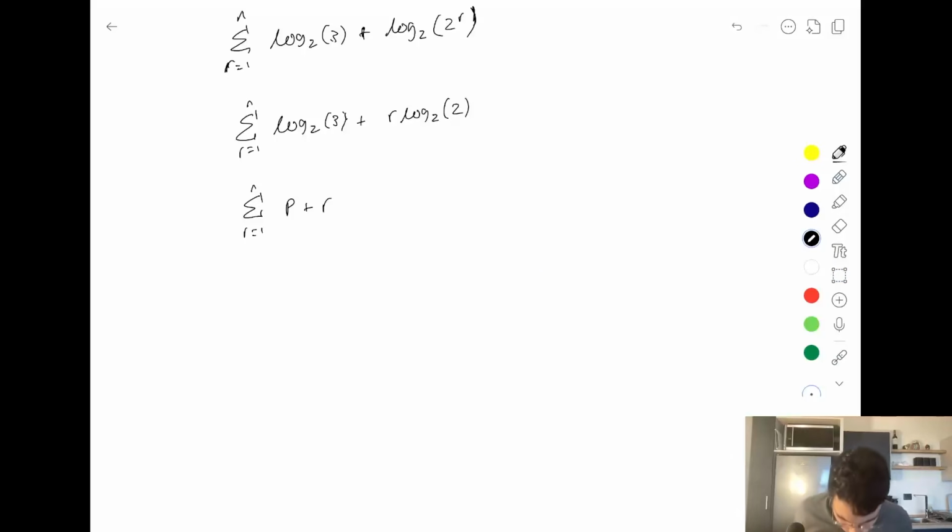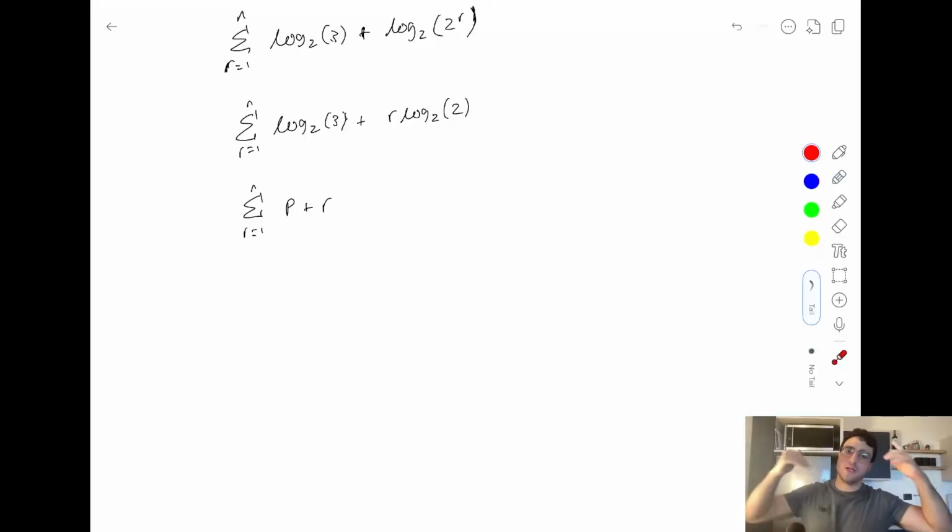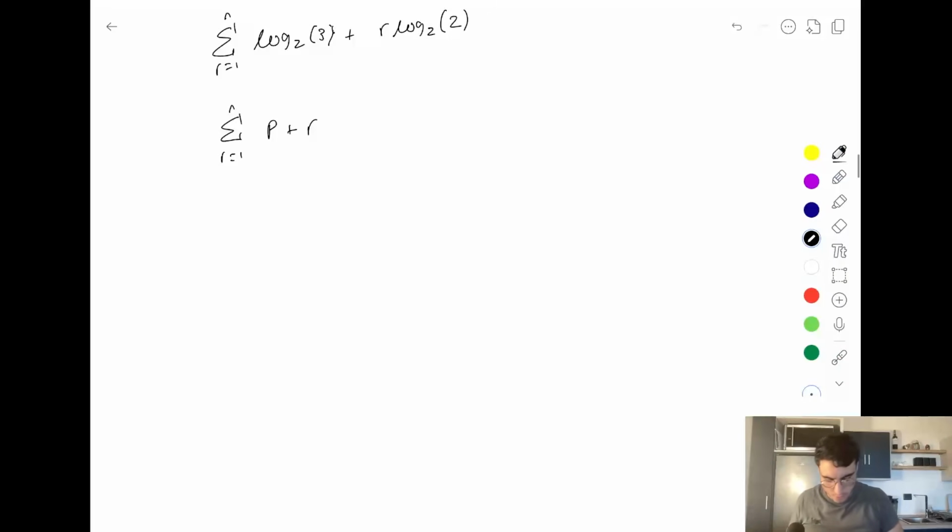Now, what is the sum of the series? Because remember, they want the sum. They're not just asking us to list out a series, they want a sum. So we know that the sum of a series is n over 2, from the arithmetic series section, 2a plus (n minus 1)d.